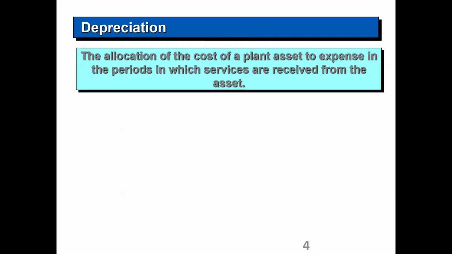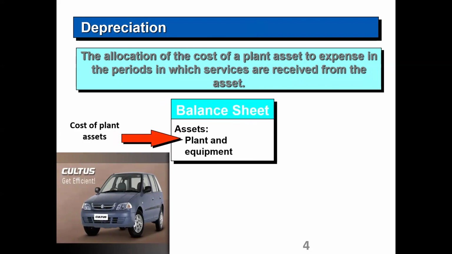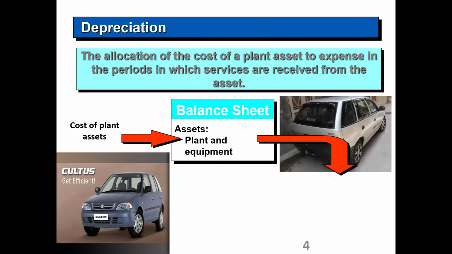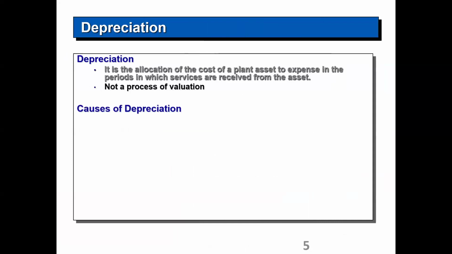Now let's understand this definition through pictures. The cost of a plant asset when it is acquired will be reported on the balance sheet under assets as plant and equipment. Once that asset is placed in use, we start receiving service from it. So we need to remove a portion of the cost of the plant asset and record it as a depreciation expense on the income statement. I hope the definition is clear. Now, continuing, when we record depreciation, we are not actually trying to find the valuation. Depreciation is not a process of valuation. We are not trying to find the market price. We are just allocating the cost to expense.